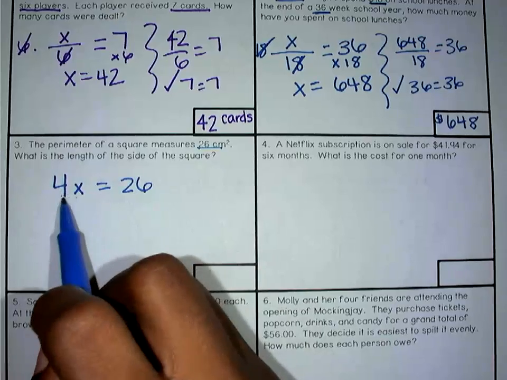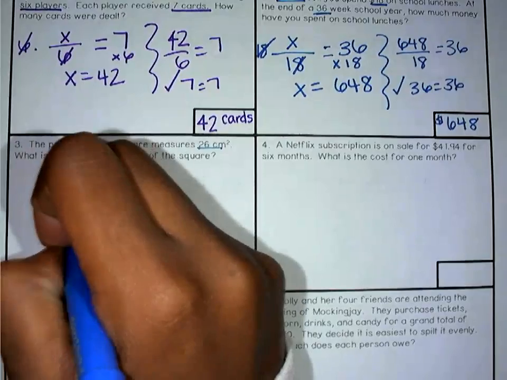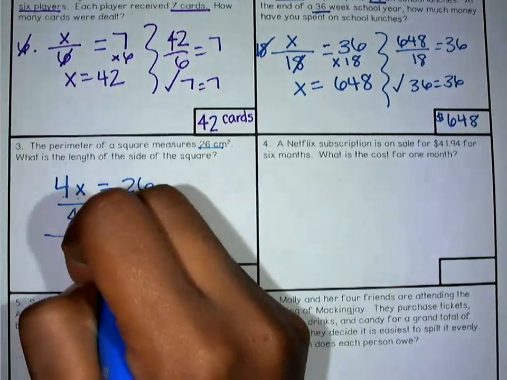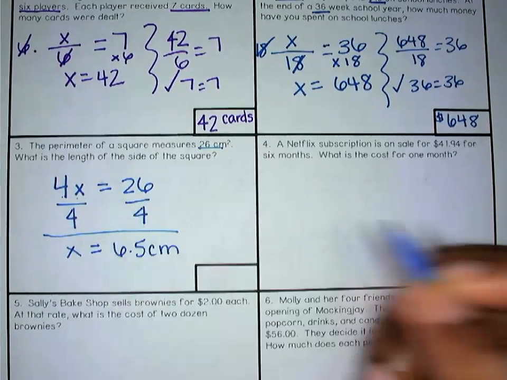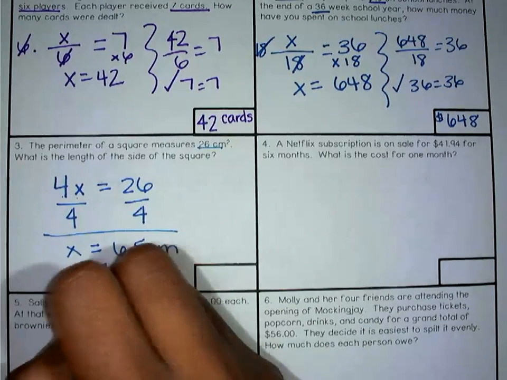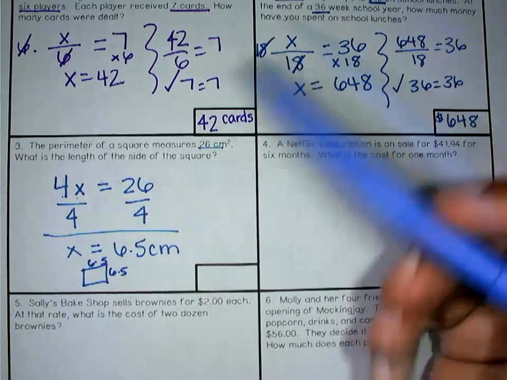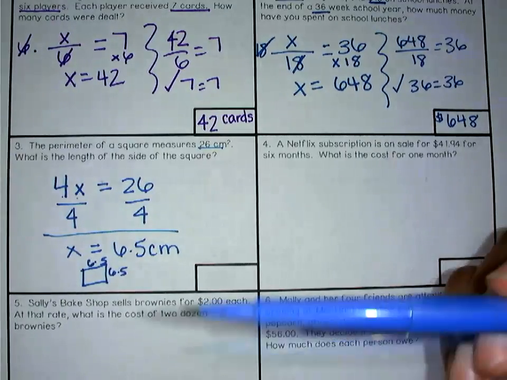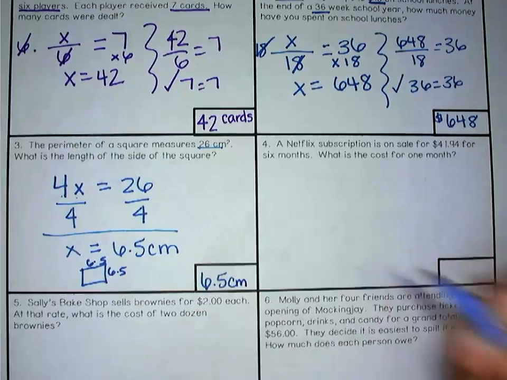So this one you have multiplication because the numbers are side by side. So to find the opposite of multiplying, you divide both sides by 4. X is by itself, and x equals 6.5 centimeters. So that means if this was a square, each side was 6.5, 6.5. All you do to check it, plug in 6.5 right here, multiply it by 4, and see if you get 26. And you will. So your answer in this box is 6.5 centimeters.